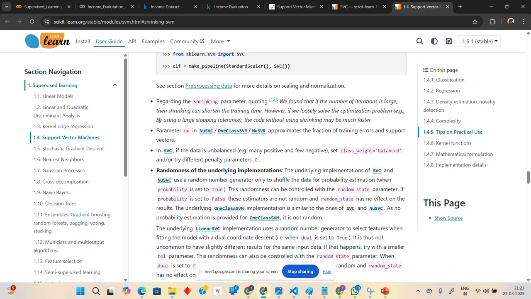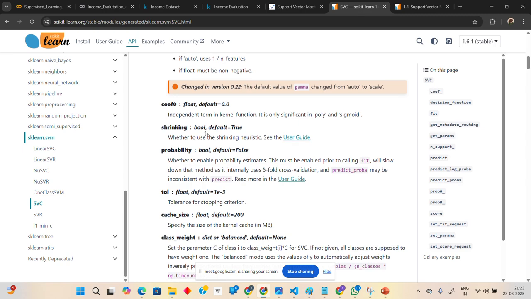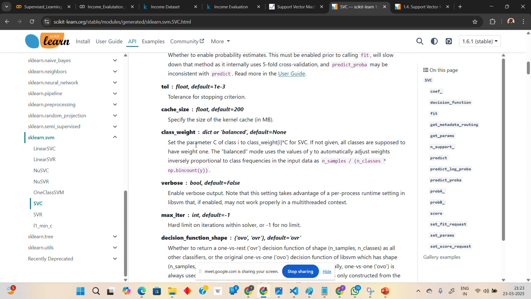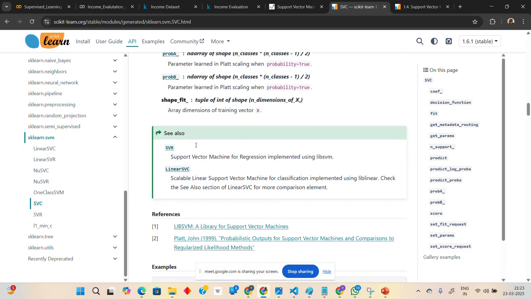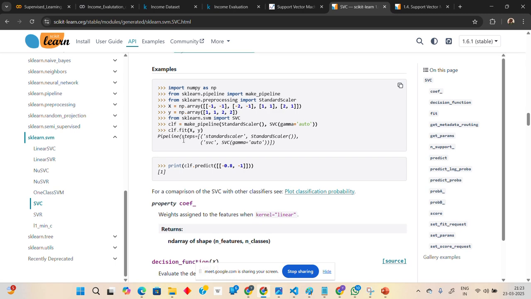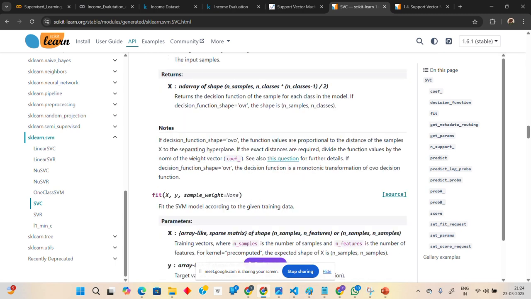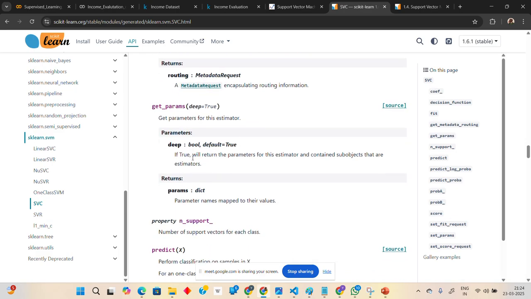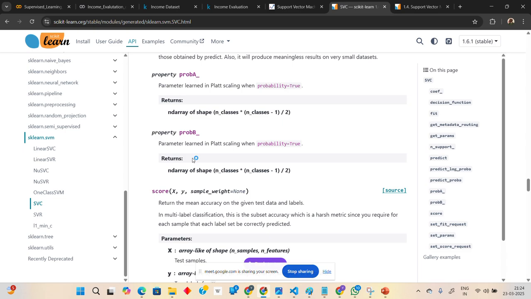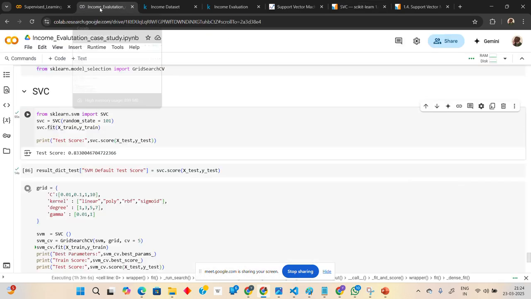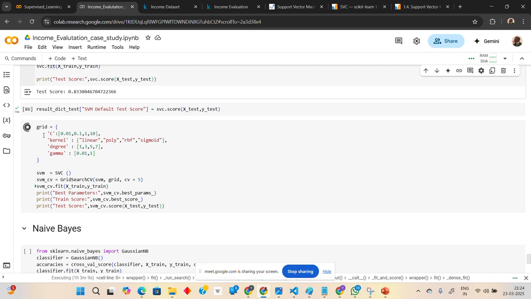Regarding the shrinking parameter, if the number of iterations is large, then shrinking can shorten the training time. Probability, tolerance, cache size, everything you can get to know from this quick information, and then you can find the program below. You can even find some more information, notes, fit. So there are different ways to use this algorithm. This will really help you if you can understand these things clearly and implement them in reality. So this is one of the ways to use the hyperparameters effectively.